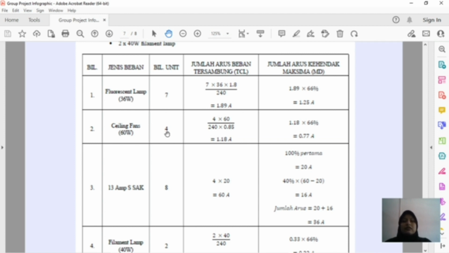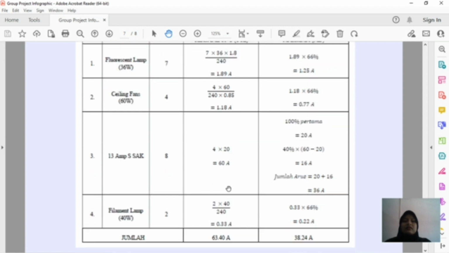For the ceiling fan, 4 units times 60 watt divided by 240 times 0.85 will get 1.18 A. So for the answer of TCL, we times it by 66% to get MD. So the answer is 0.77 A.